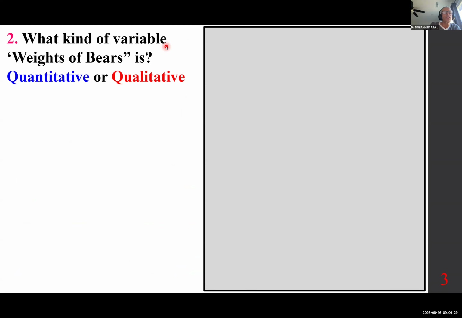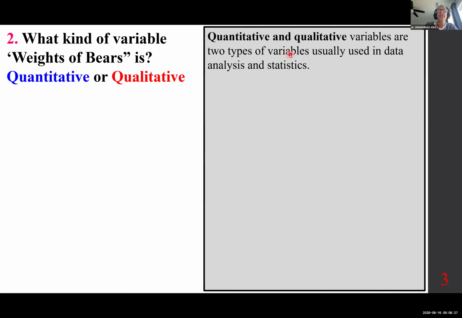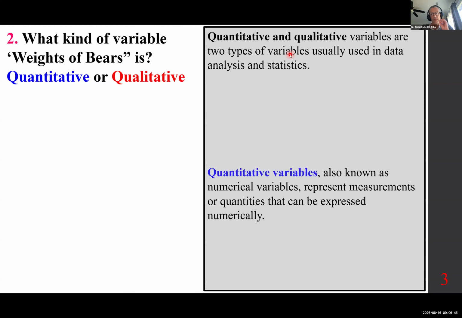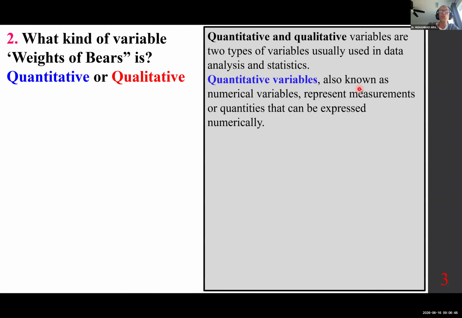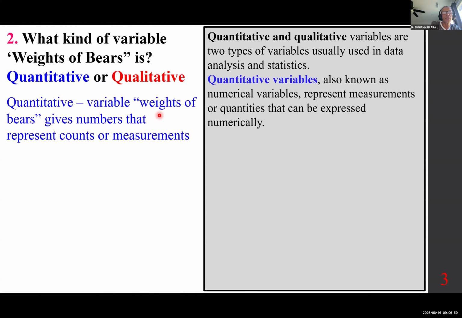What kind of variable, weights of bears, is quantitative or qualitative? So let's remind everybody. Quantitative and qualitative variables are two types of variables usually used in data analysis and statistics. Quantitative variables, also known as numerical variables, represents measurements or quantities that can be expressed numerically. So this is a quantitative variable. Weights of bears give numbers that represent counts or measurements.